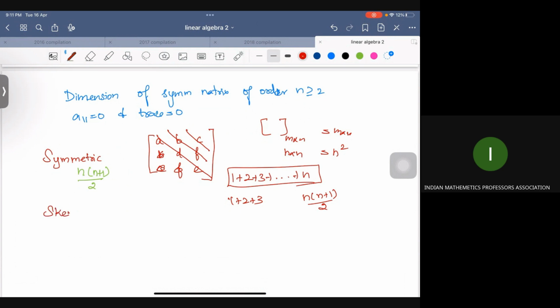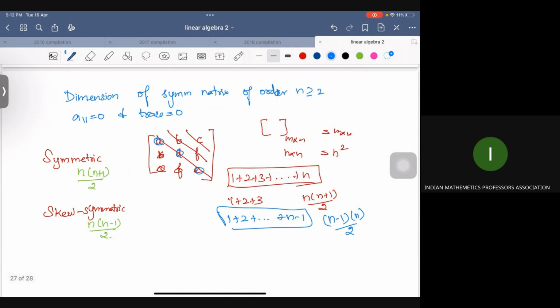Dimension of a skew symmetric matrix. For a skew symmetric matrix, the diagonal entries will be 0, so only 3 elements will be there in the 3 by 3 case. So it is 1 plus 2 plus up to n minus 1. Finding the sum of the first n minus 1 numbers, substituting n minus 1 in place of n, we get n minus 1 into n by 2. So the dimension of a skew symmetric matrix is n into n minus 1 by 2.